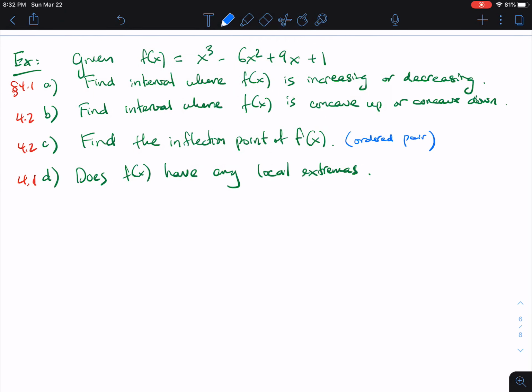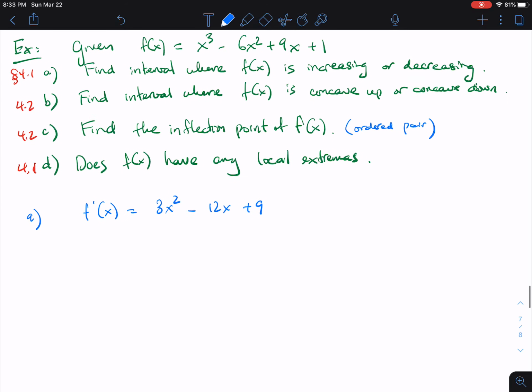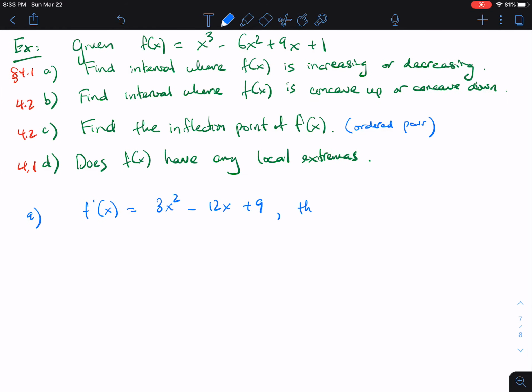All right, so part A, to find the interval where the function is increasing or decreasing. Remember from lesson 4.1, we learned that the first derivative tells us where the function or the graph is increasing or decreasing. So to do that, we start out by taking the first derivative. To find out where the function is increasing or decreasing, we set f prime of x equal to 0.